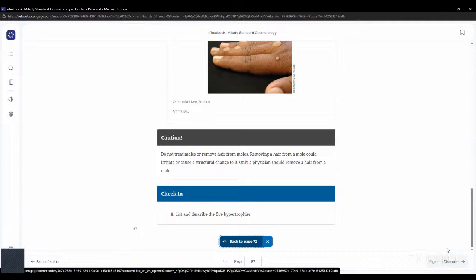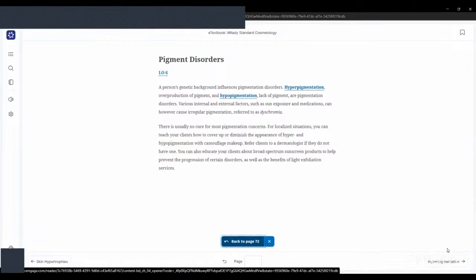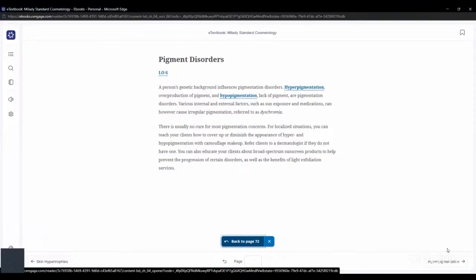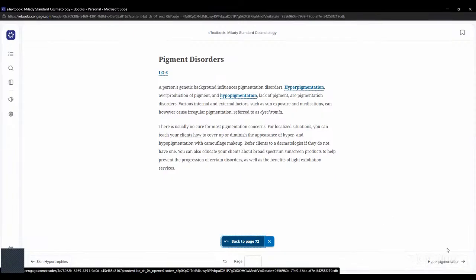When we look at pigmented disorders, now we're looking at melanin, okay? Hyperpigmentation is a word you need to learn, and hypopigmentation is a word you need to learn. Hyperpigmentation means a lot of pigment, an overproduction of pigment. Our pigment cells, the melanocytes, are giving up too much melanin. This can happen in certain areas of the body, on the face, on the back, on the chest, the neck, whatever.